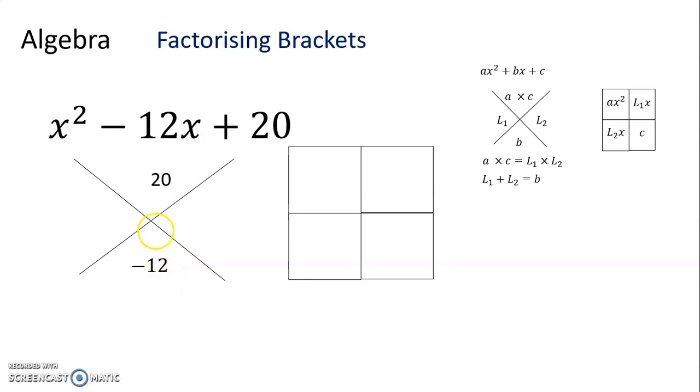So I'm going to go through my factor pairs for 20. I've got 1 and 20, 2 and 10, 4 and 5. So 2 and 10 is interesting because I know I can make a 12 out of that. The problem is that it's got to be a negative 12. So if I'm going to add 2 and 10 to make negative 12, well, they're going to have to be negative 2 and negative 10. And that works because when I multiply these together, because they're both negative, I will get a positive 20.